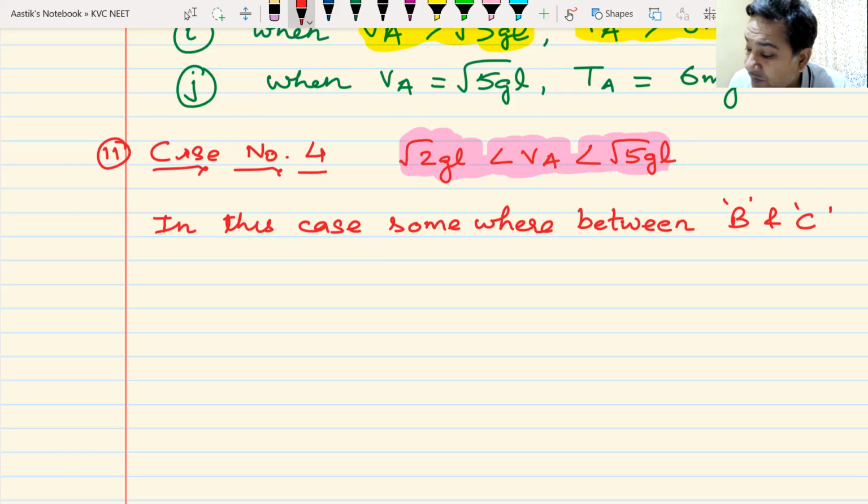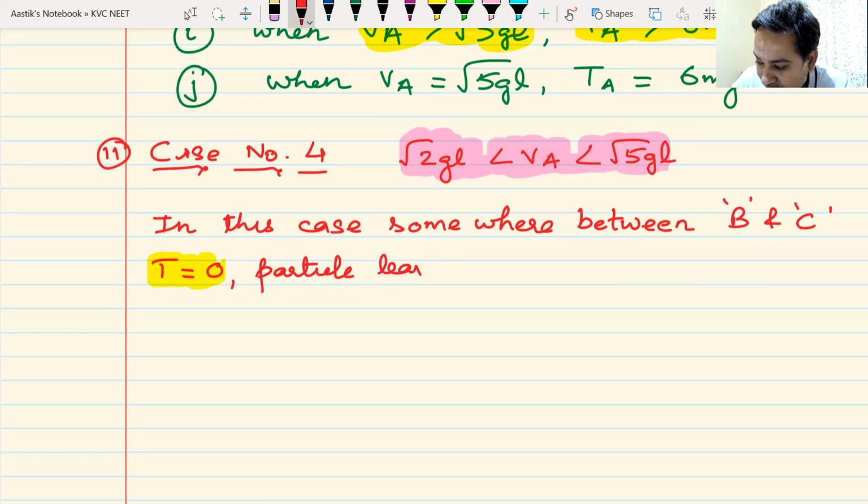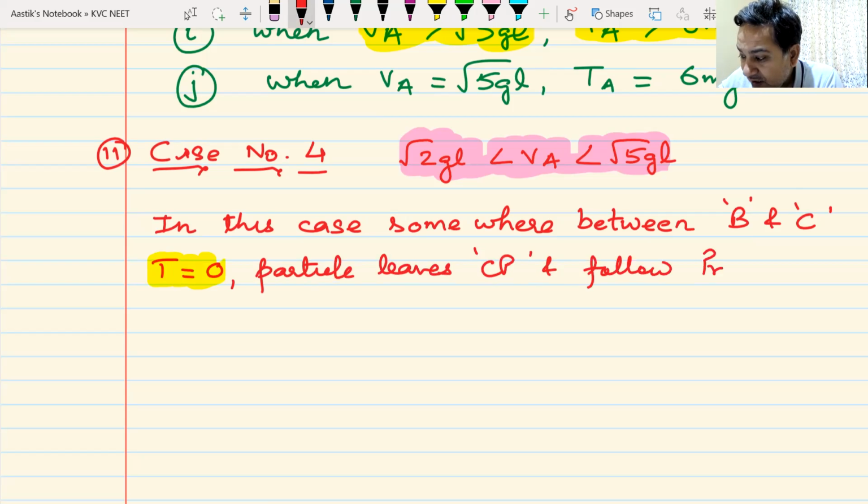In this case, somewhere between B and C, tension will become equal to 0. Remember this, tension will become equal to 0. If tension becomes equal to 0, the particle leaves the circular path and follows projectile motion, the chapter number 2 motion.